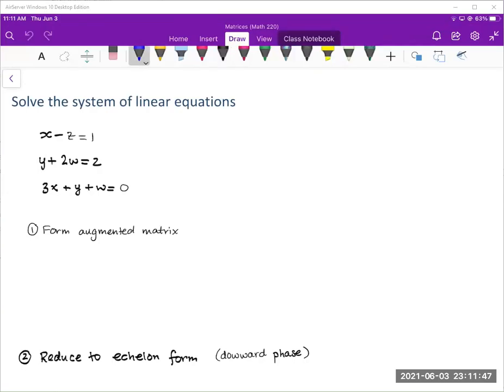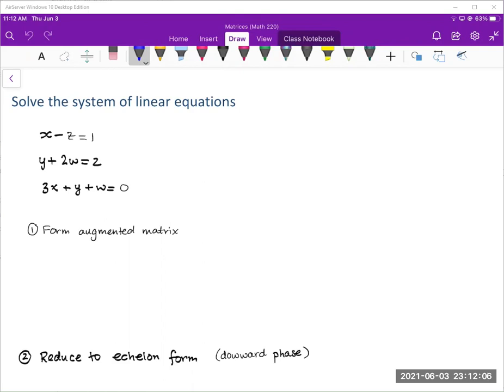We're going to solve the system of linear equations pictured here. Notice that we have three equations. You can see them as three separate lines, and we have four unknowns, x, y, z, and w. So we're going to begin by forming the augmented matrix.